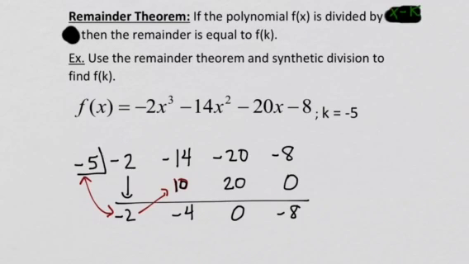Since the question asks us to find f of k, and k is equal to negative 5, we're looking for f of negative 5. And the remainder theorem tells us that f of negative 5 must equal the remainder.